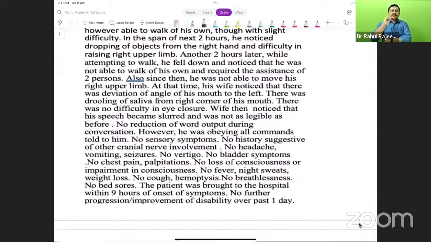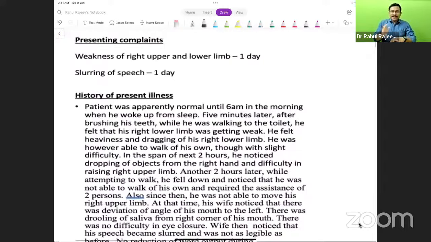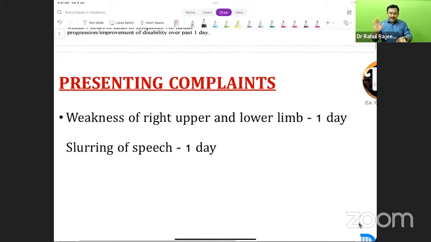Now, my dear students, we'll move on to the remaining part of the history in a short while, but let us try to analyze. Now, open your workbook that I've given you. Look at this. I am going to analyze it symptom by symptom, I told you. I am going to tell what a clinician thinks when a patient tells a particular symptom to him. We'll start off with the presenting complaints.